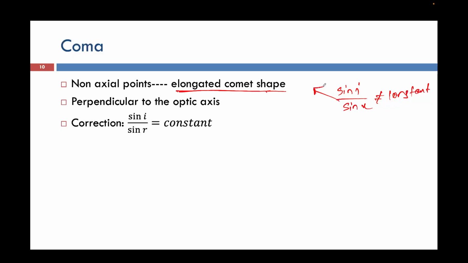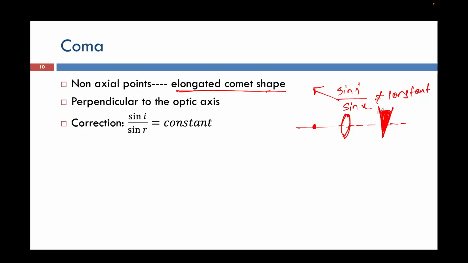Let's say you are taking a point here, and the elongated comet shape might be perpendicular to this optic axis. You will get some kind of deviated, comet-like shape, a distortion as well as a spread perpendicular to the optic axis. You will get some weird shape, and that is the coma.